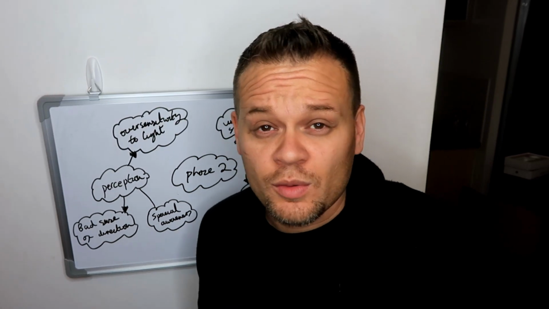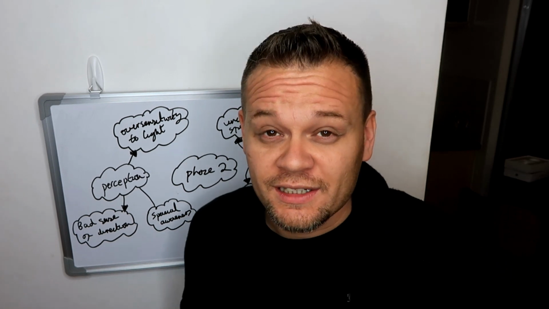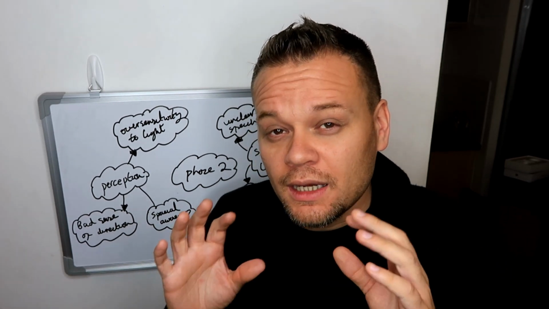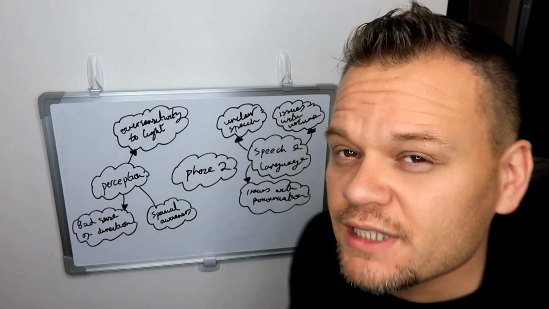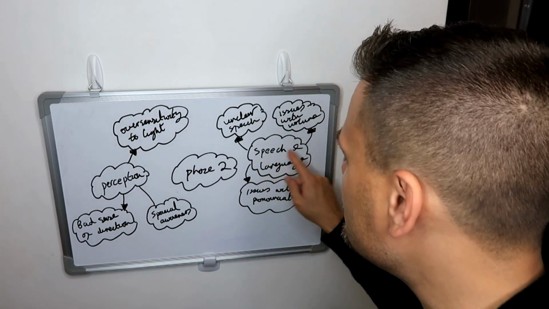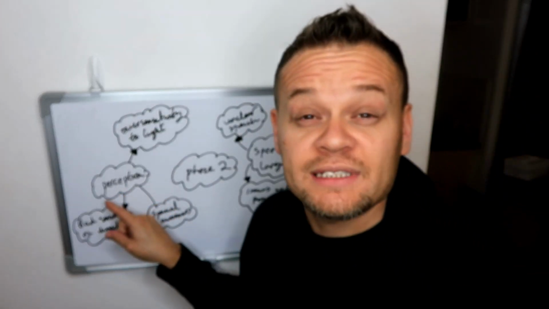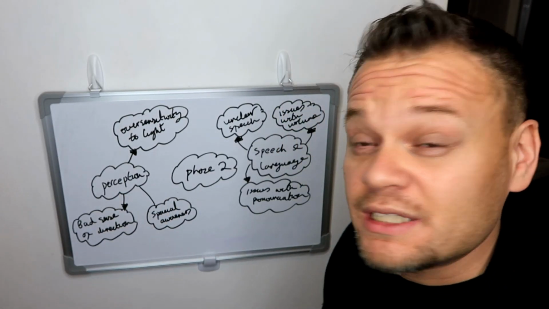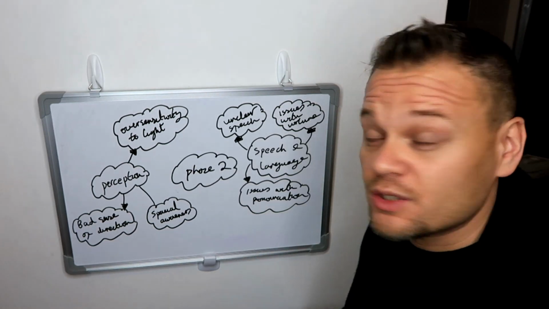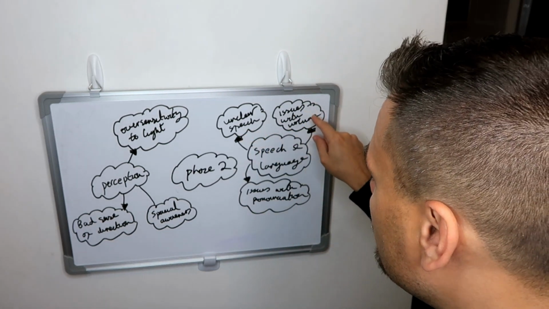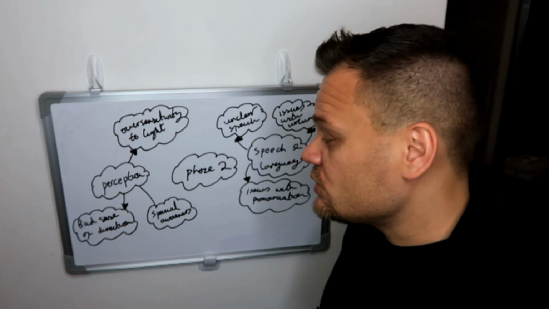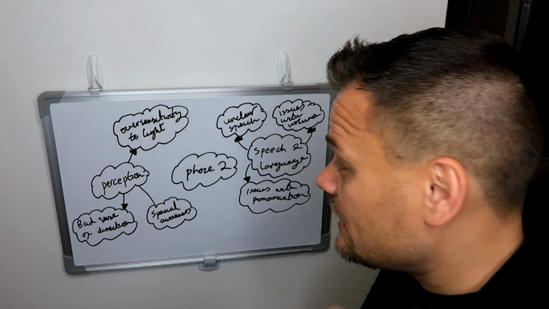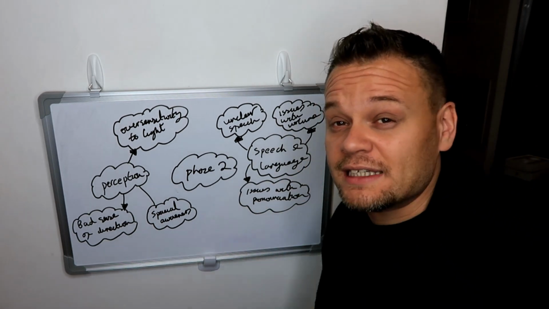Now let's talk about the phase 2 element of dyspraxia, or the micro element. And here it gets a little bit more complex. Let's first start off with two elements, and those two elements are speech and language, and perception. When we're talking about speech and language with regards to dyspraxia, we're talking about unclear speech, issues with volume, and issues with pronunciation. And when we're talking about perception, we're talking about a bad sense of direction, lack of spatial awareness, and oversensitivity to light.